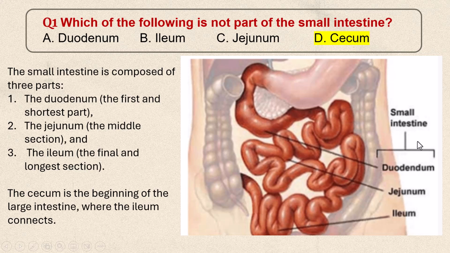Cecum. When you take the small intestine, you can see it has three parts. The first part is duodenum, the middle or second part is the jejunum, and the third or final part is the ileum. The cecum is the beginning of the large intestine where the ileum connects. You can see the cecum is here. So cecum is not part of the small intestine.